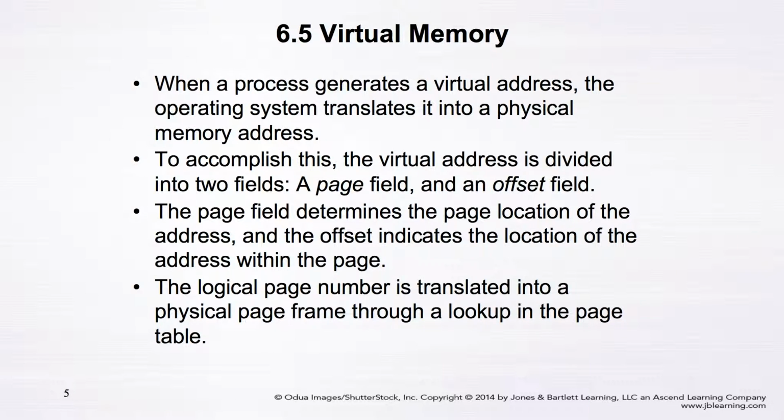When a process generates a virtual address, the operating system translates it into a physical memory address. To accomplish this, the virtual address is divided into two fields: the page field and the offset field. The page field determines the page location of the address, and the offset field indicates the location of the address within the page. The logical page number is translated into the physical page frame through a lookup in the page table, as we discussed before.